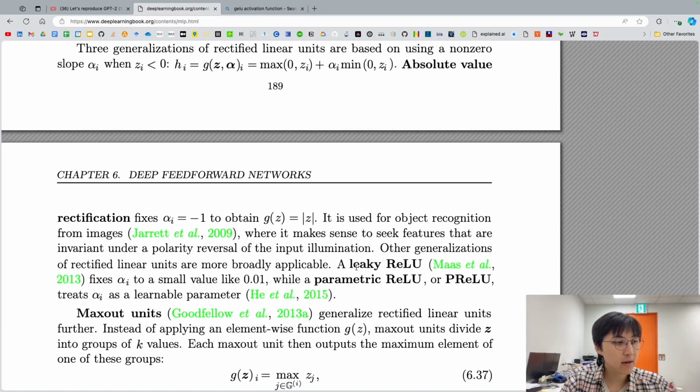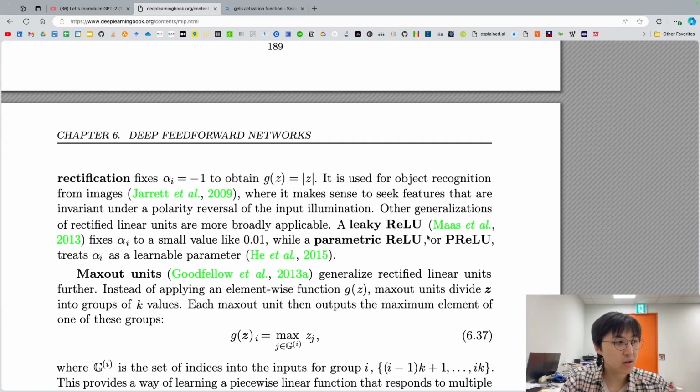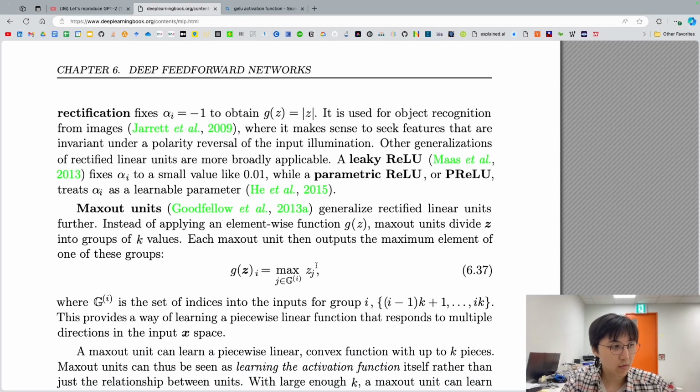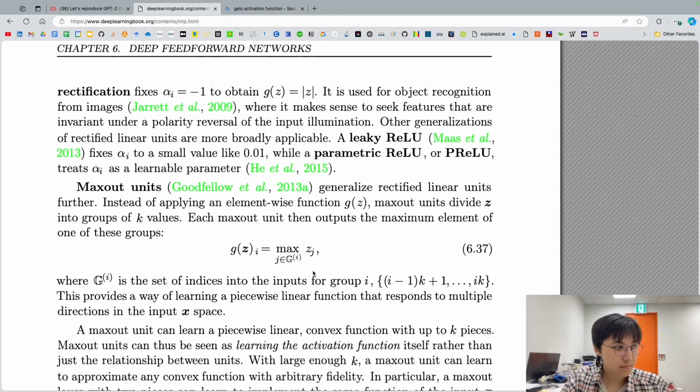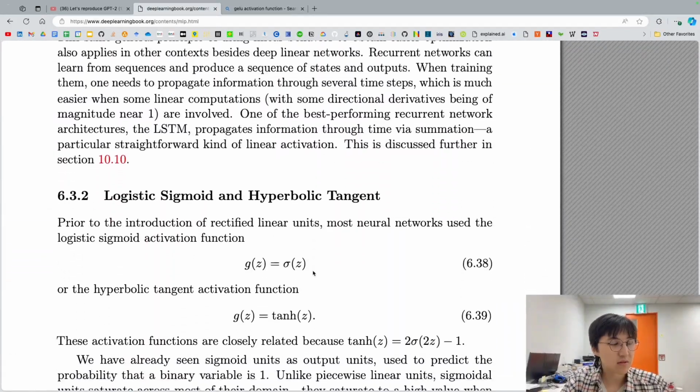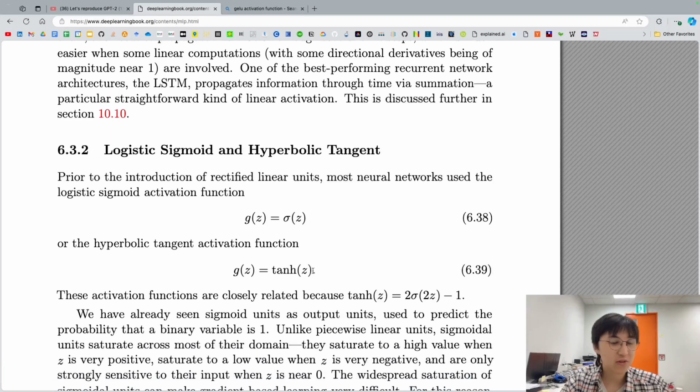And there are many different units similar to rectified linear units. We call them leaky ReLU, parametric ReLU, and recently, not that recently, like 3 or 5 years ago, there was also GELU. It's also similar to ReLU, and there are other hidden units, including maxout units, which take a maximum over j. And yeah, that's about the maxout unit.